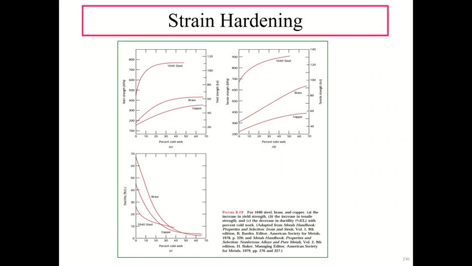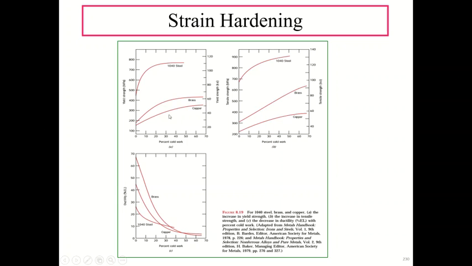Here we can see an example of 1040 steel, brass and copper under strain hardening. On the x-axis we can see the percentage of cold work, and on the y-axis there are yield strength, tensile strength and ductility. As the percentage of cold work increases, the yield strength and the tensile strength keep on increasing for copper, brass and steel.